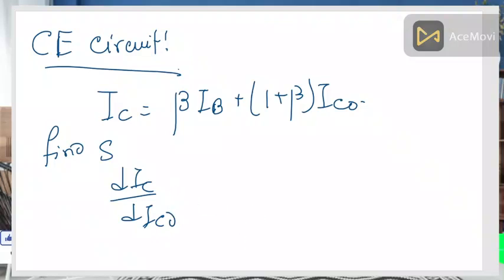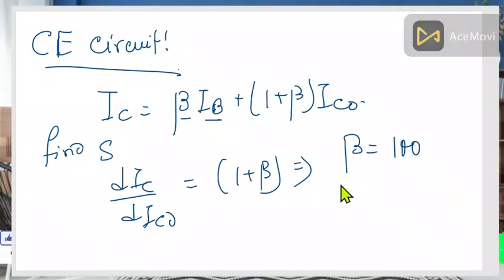and you have to differentiate it. When you differentiate it, this is 1 plus beta, because we are considering beta and IB as constant, so for ICO there will be a variation of 1 plus beta. Now see, in general beta has a value of 100 or more. Beta is generally 250, 300, these types of values are observed for beta. So in this case S will be equal to 101. So you can see that if there is a change in the reverse saturation current, the collector current changes 101 times.